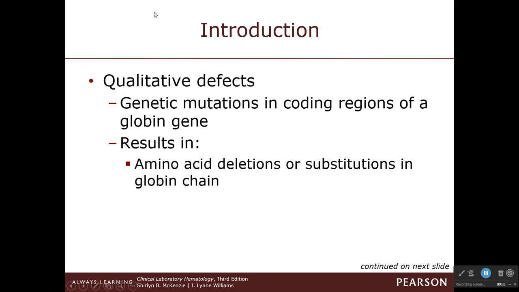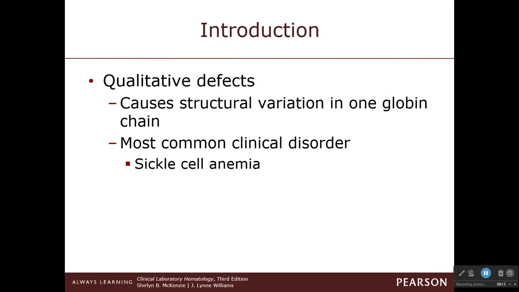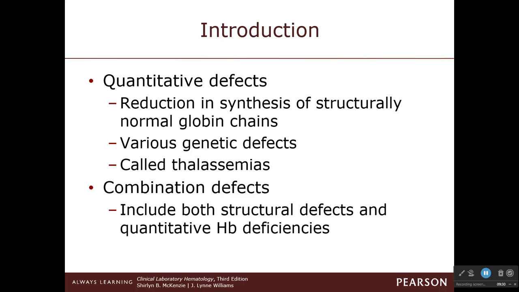Okay, questions about that? Does that kind of make sense a little bit, what we're talking about when we have a mutation? All right, so let's move on to the next section then. So, this causes structural variation in one globin chain, and the most common clinical disorder that you're going to see is sickle cell anemia, okay? Sickle cell anemia is known as hemoglobin S disease. So, like we talked about a while ago, here's the slide for it. I always get ahead of myself, but it doesn't matter.